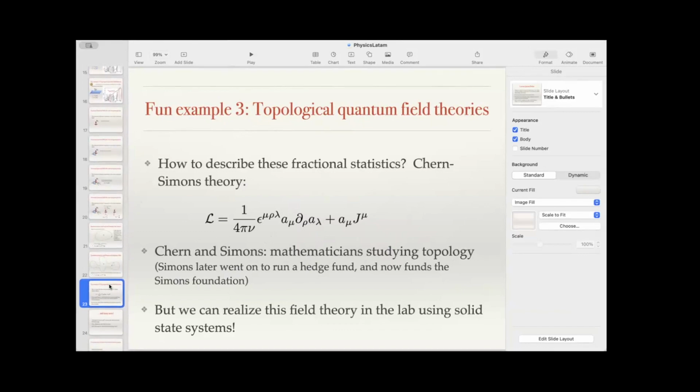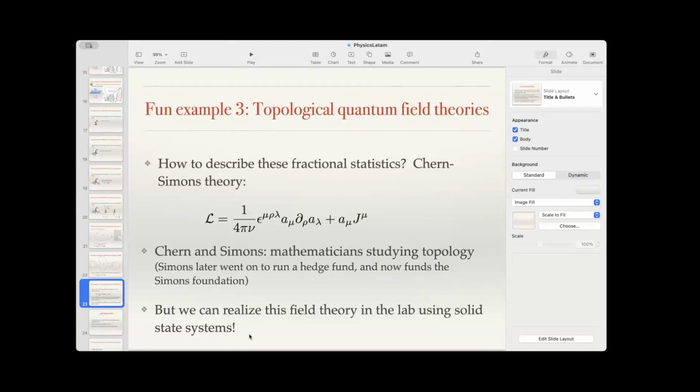It was actually originally framed in this way by two mathematicians, Chern and Simons. They were thinking about topological invariance. Simons, by the way, is the same Simons of the Simons Foundation. He later went on to run a hedge fund and earn lots of money, and now he is giving much of that money back to support research at the interface between mathematics and physics. So same person.